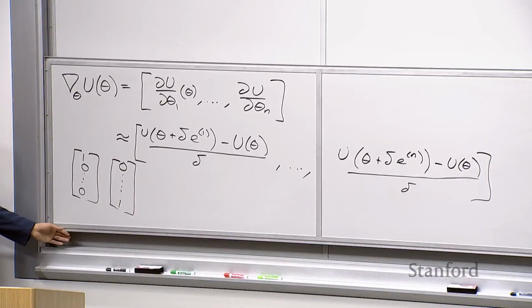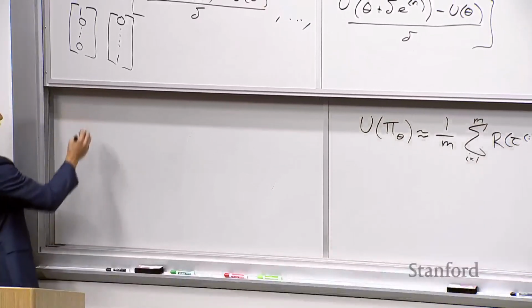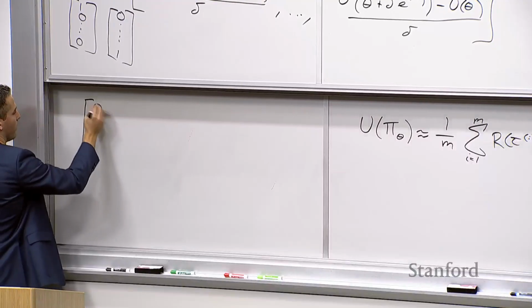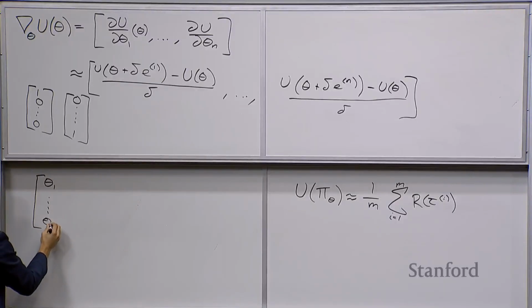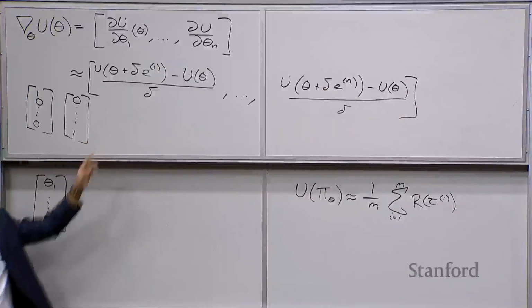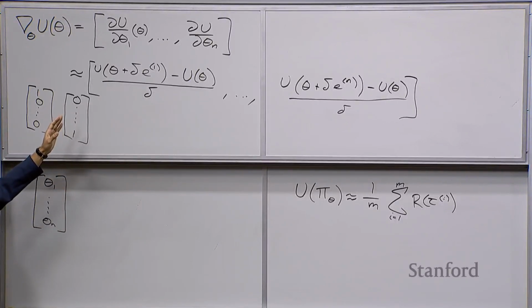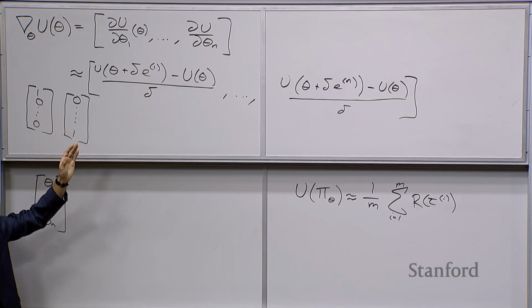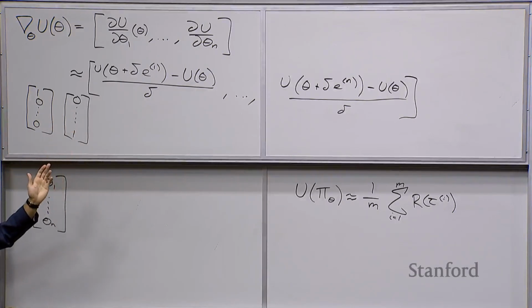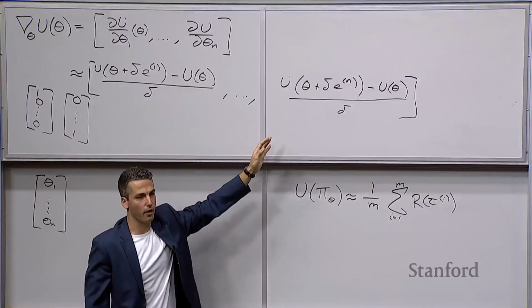And so what we're doing here is we're just looking at our theta vector, theta 1 to theta n. And all I'm saying in that first one is, let me add some small delta to my first component here, only the first component. Let me evaluate the utility there and look at the difference. And that's all we're doing to estimate that partial derivative of the first term. We then do that for each of our n parameters.